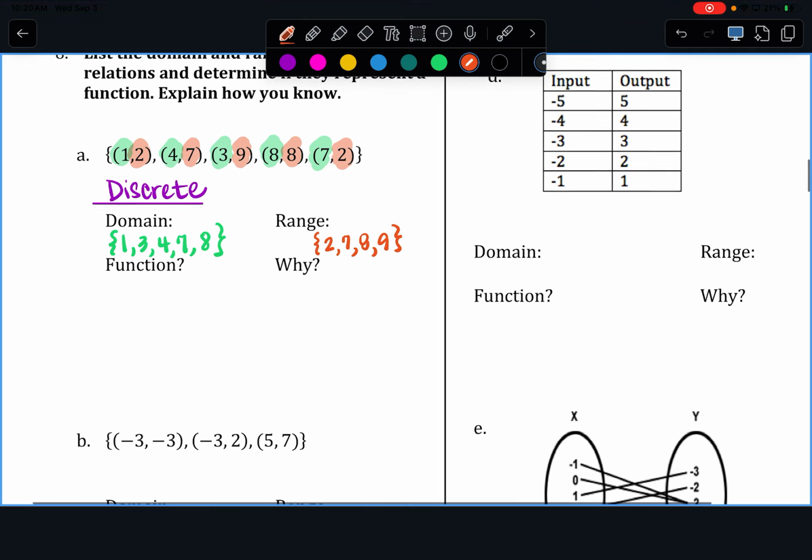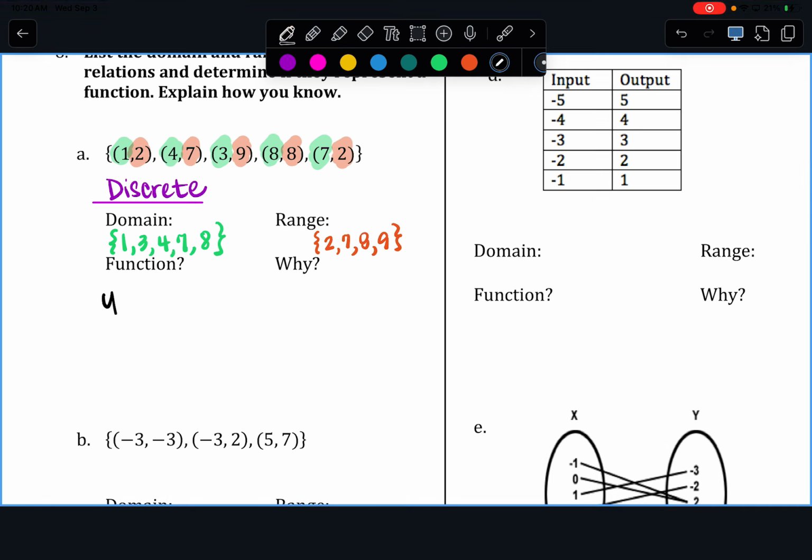All right, is this a function? Yes, it is a function because as we said, there are no repeating x's, right? And that's just what I'm going to write for my reason. No repeating x's, or every x has a single output, okay?